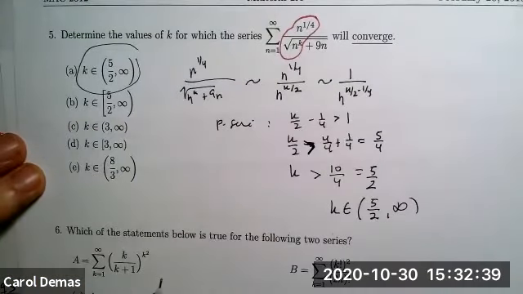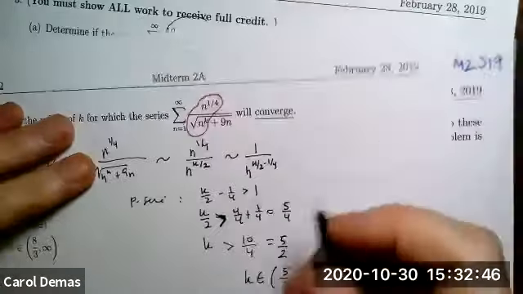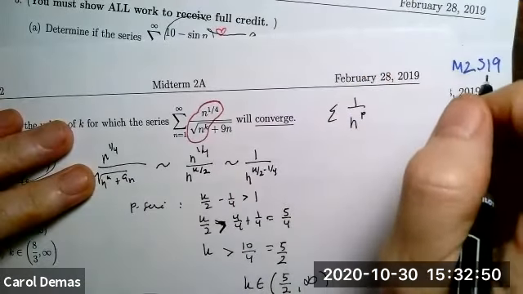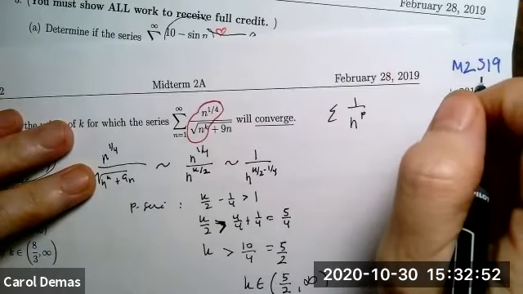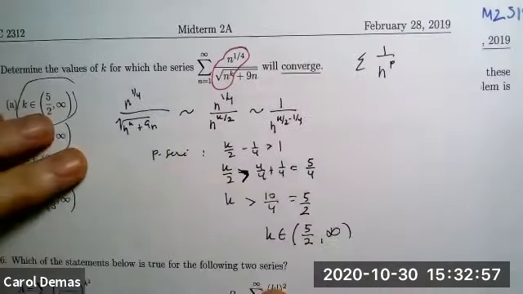How did you know to do the k over 2 minus 1/4? Okay, because we want to make this look like a p series. What does the p series look like? It's 1 over n to the p, right? Yeah. So we want to make it look like that.